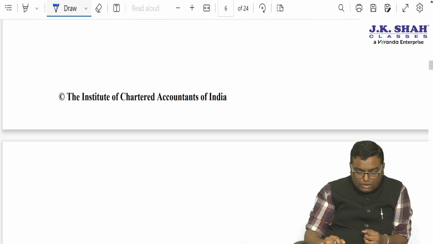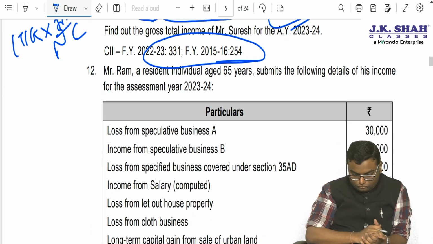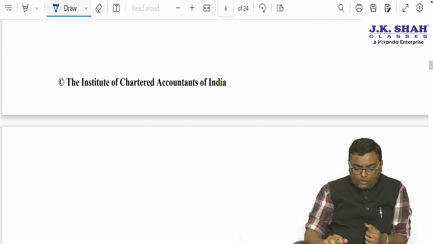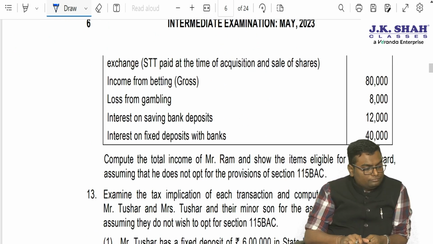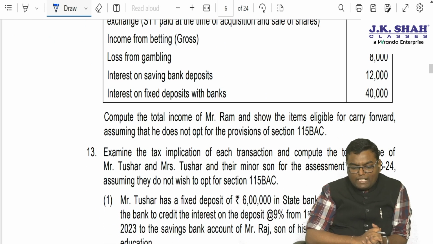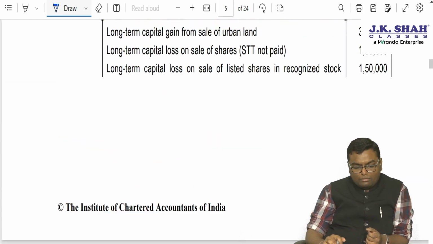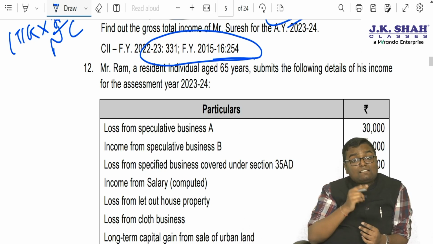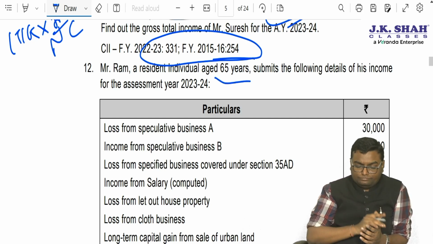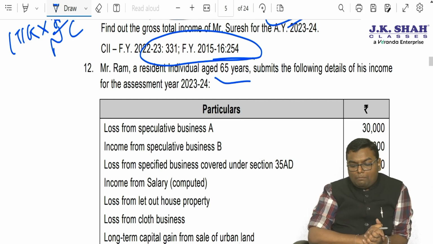Moving toward question number 12. First of all, let us understand what they want us to calculate. Compute the total income of Mr. Ram and show the items eligible for carry forward, assuming he does not opt for 115BAC. So 115BAC is not applicable. That's fine. Keep in mind. Now let us read the first line. Mr. Ram, a resident individual, aged 65 years, a senior citizen, and they have told us to calculate total income. Submit the following details.